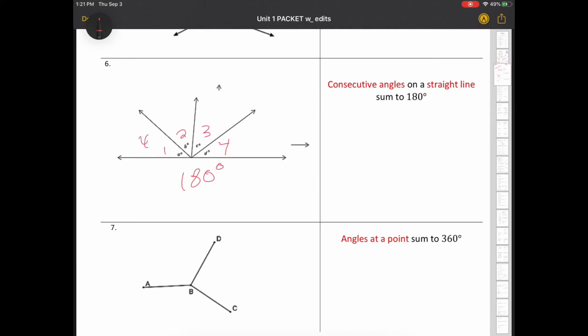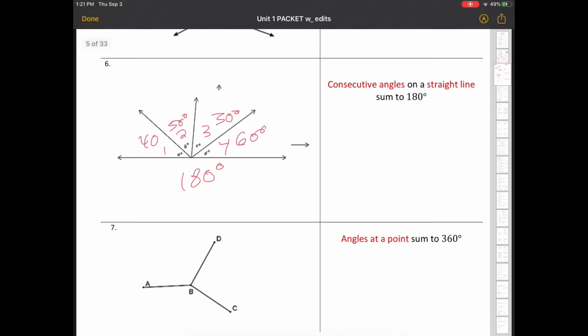So this one could be 40, this one could be 50, this one could be 30, this one could be 60. They are consecutive angles on a straight line that sum to 180. So we could have 100 angles along a straight line. As long as they're on that straight line, they're all going to add up to equal 180 degrees.